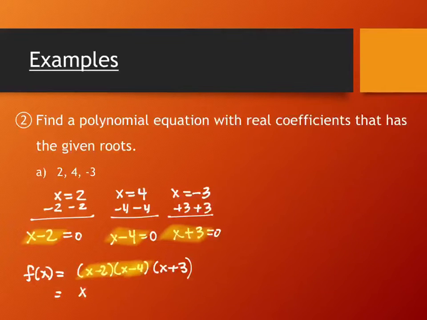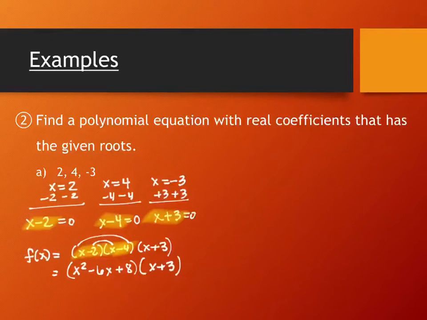So I've got x squared. My inner and my outer will typically be able to combine. The inner is negative 2x, the outer is negative 4x, which gives me negative 6x. If you need to write it down to get to that point, do it. Negative 2 times negative 4 is 8. And then I need to take x squared minus 6x plus 8, and multiply it through by x plus 3.